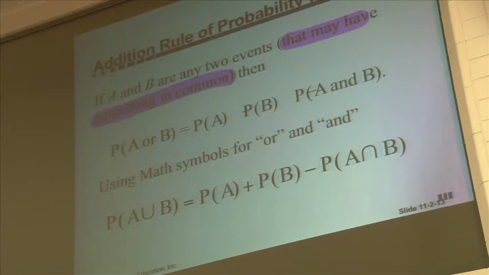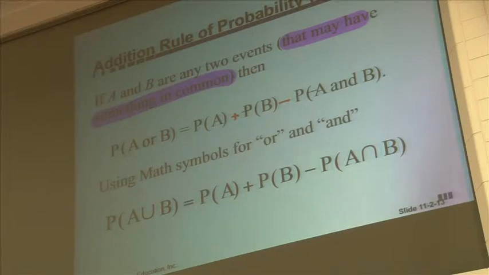That should be P of A plus P of B minus P of A and B. So the probability of the first thing happening plus the probability of the second thing happening, minus the probability that they both happen. Minus the probability of the stuff they have in common.